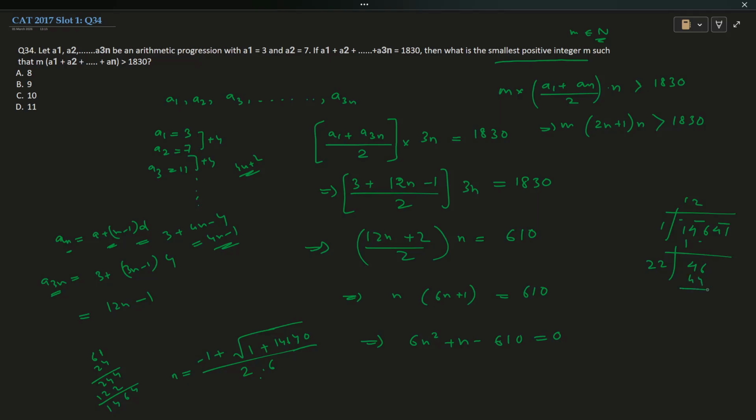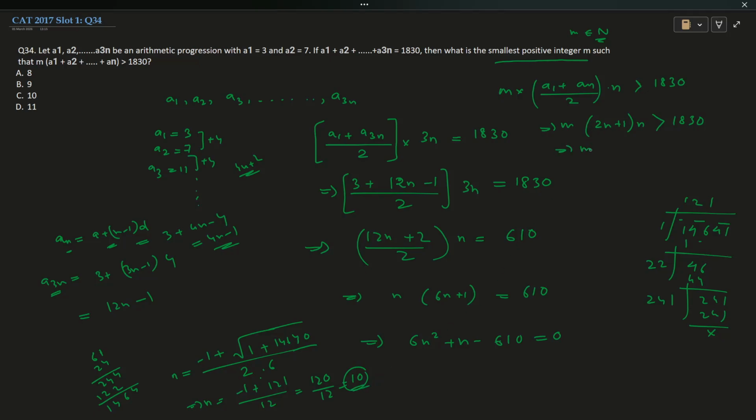So 44, 2, 41. What is that? Twice of 12 is 24. I can give 1, 241. So 121 is the square root. So this will imply n is equal to minus 1 plus 121 by 12. This is 120 by 12, which is basically 10. So n is basically 10.